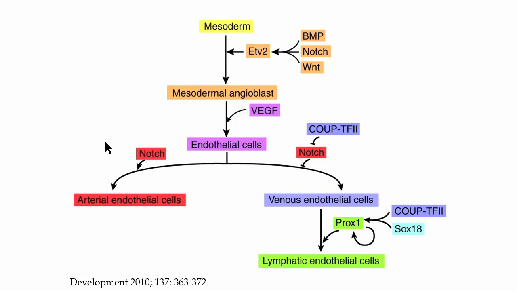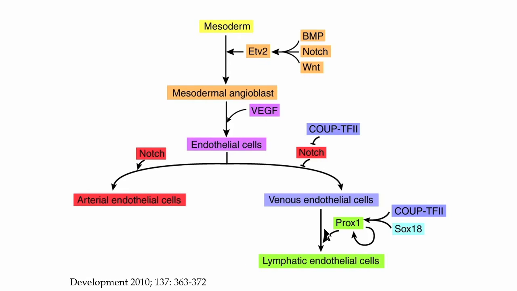And basically that differentiation under the master regulation of COUP-TF2 eventually influences whether Notch is expressed or not. In the presence of Notch, the arterial endothelial cells are able to develop, but in this axis of the development, because of the absence of Notch, there is a suppressive effect that allows the venous endothelial cell to develop.